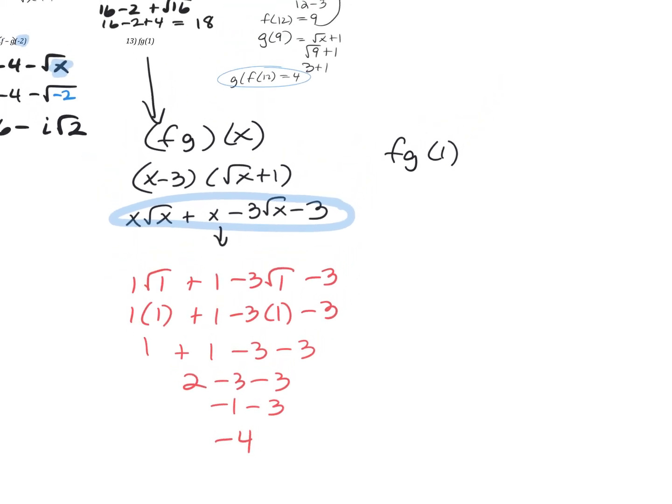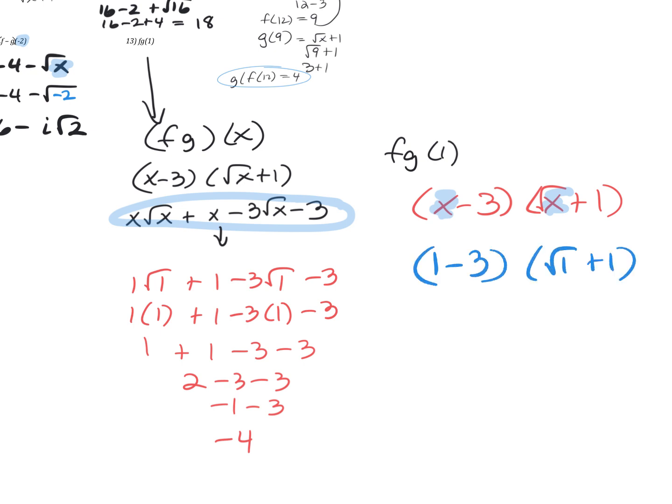Now, what you could have also done is, if you knew that an f and a g next to each other like that means to multiply, another way you could have done it is don't FOIL it. At this point, plug in your 1 here for x, which makes the problem a lot simpler, and you do 1 minus 3, the square root of 1 plus 1.